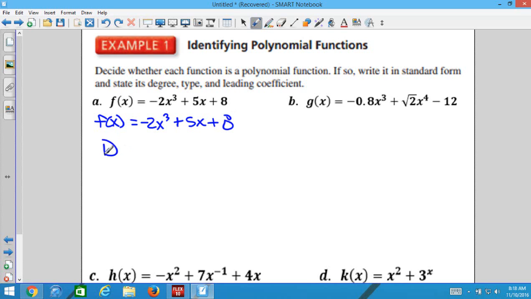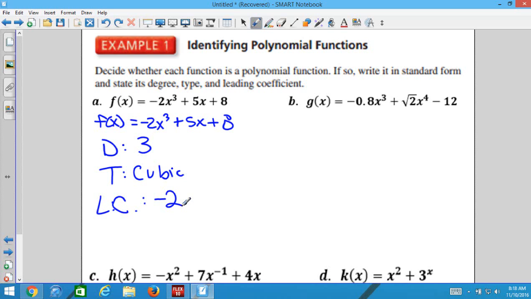And then we have to state the degree, the type, and the leading coefficient. I abbreviated those with abbreviations that aren't really valid. The degree is 3. That means the type, if the degree is 3, is cubic, and the leading coefficient is -2. The leading coefficient would be the first coefficient. Remember, coefficients are just the numbers in front of the x. Numbers being multiplied by the x, I should say.